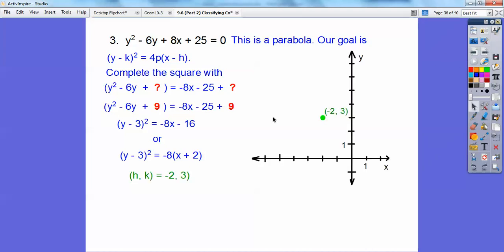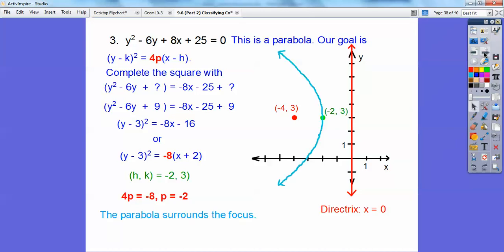Okay, and then 4p, here's 4p equals that negative 8. So p equals negative 2. So if I go to the left 2, there's my focus. Go to the right 2, there's the directrix right there. Remember, the parabola always surrounds the focus point right there. Okay? All right, so I think we're good on that one.